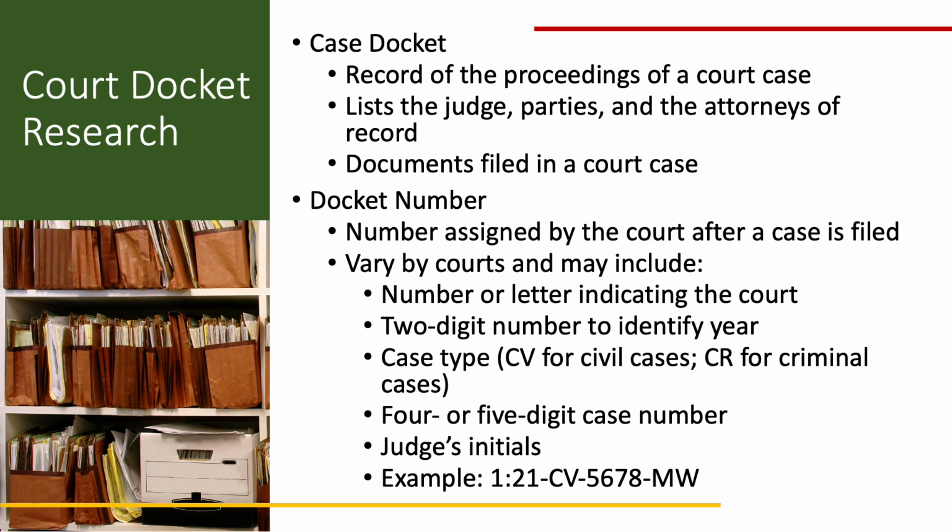1 would be associated with the court. 21 is the year. CV means this is a civil case. 5, 6, 7, 8 is the 4 or 5-digit case number, and MW means the judge's initials. Now, this format isn't used in every court and it might vary, but if you see a number like this, you're likely dealing with a docket number.